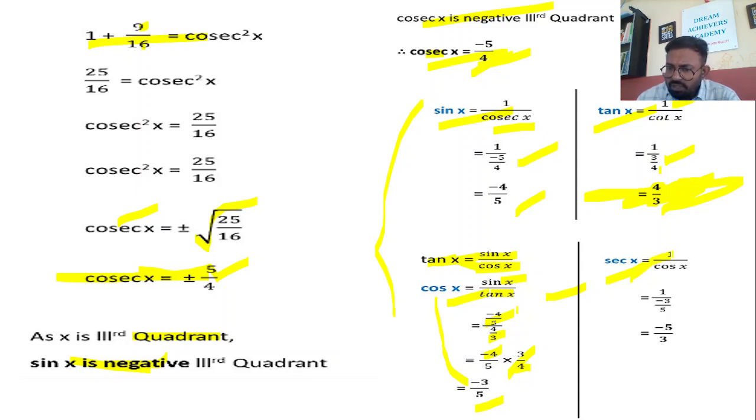Now the final one, secant x. Secant x is reciprocal of cos x. So that is 1 by minus 3 by 5. So I can write this as minus 5 by 3. So secant x can be written as minus 5 by 3.